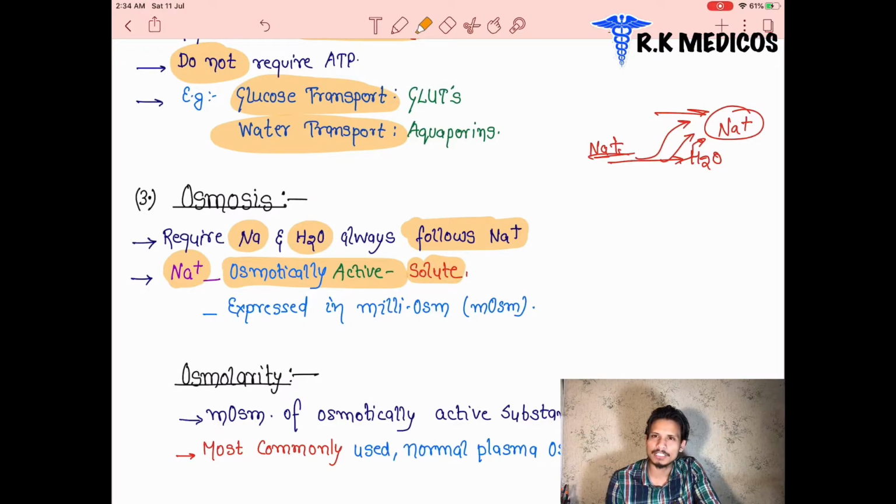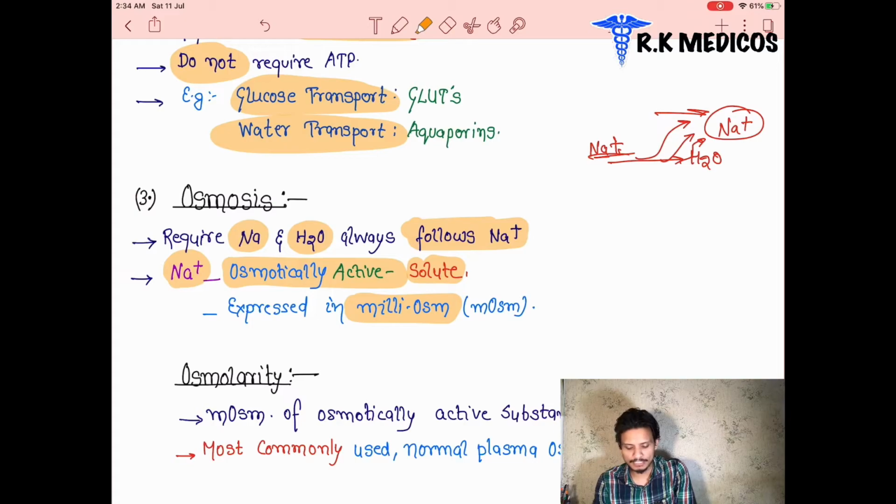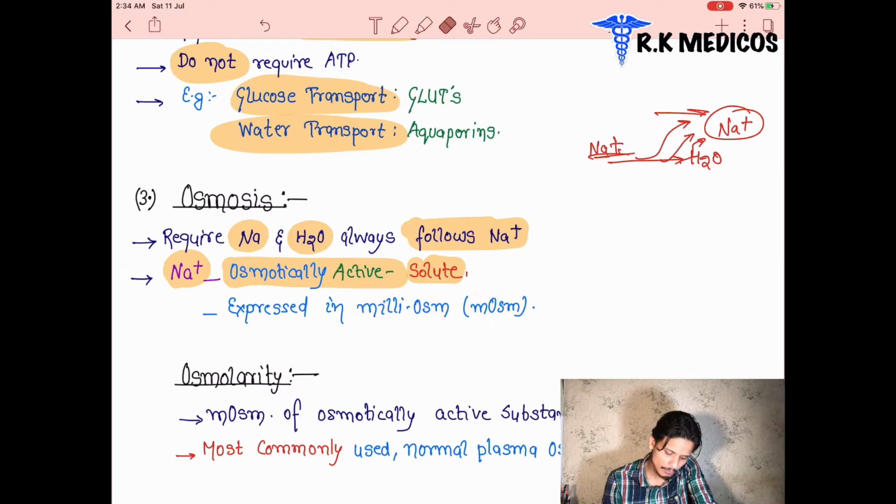This is the unit in which osmotically active substances are measured, and they are expressed in milliosmol. We can also write milliosmol like this, mOsm. This is the simple unit by which we can measure it. And osmosis is simply the transportation of water through any membrane.